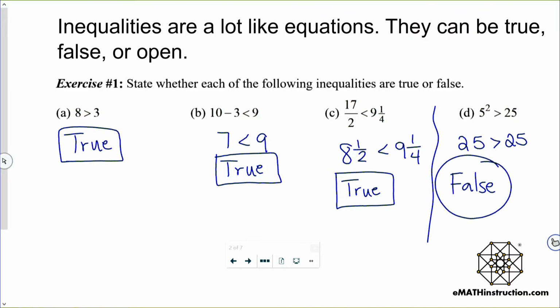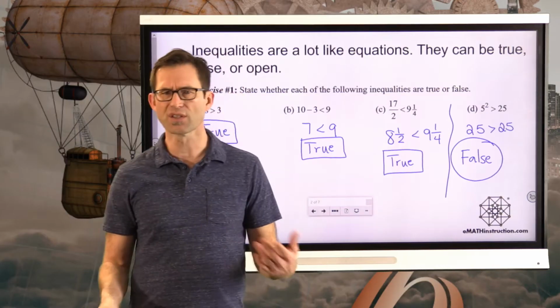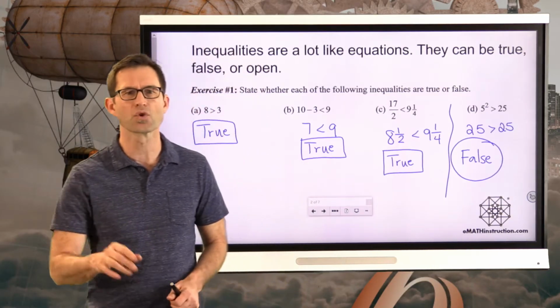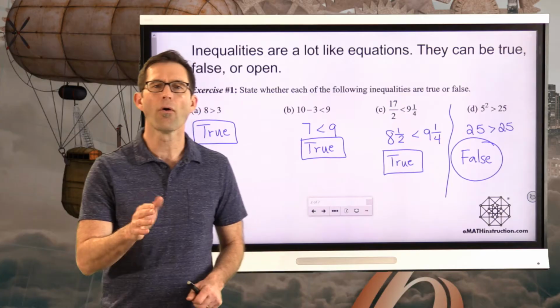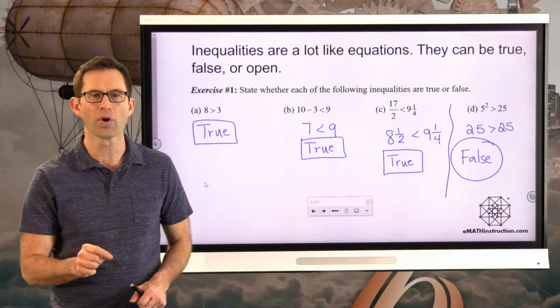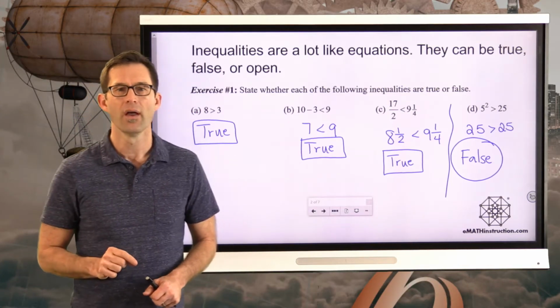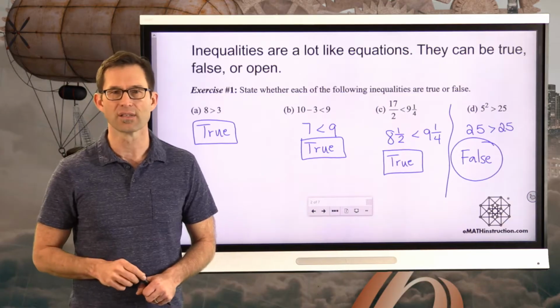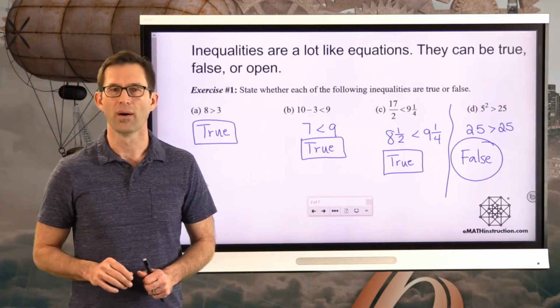And that's actually a very important case. There's often a situation where you get something like 6 is less than 6 or 7 is greater than 7. And those are all false inequalities. A number cannot be greater than itself. A number cannot be less than itself. Let's keep moving on with these.